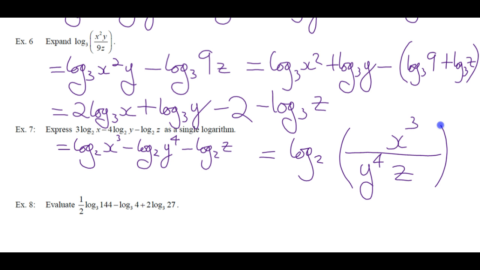So if we see numbers in front of logs, we want to use the laws. The laws only work if you're taking the log of something, not 2 times the log of something, right? So to use the laws, you have to get rid of any numbers in front. They need to be moved up out of power. Yep. Sure.